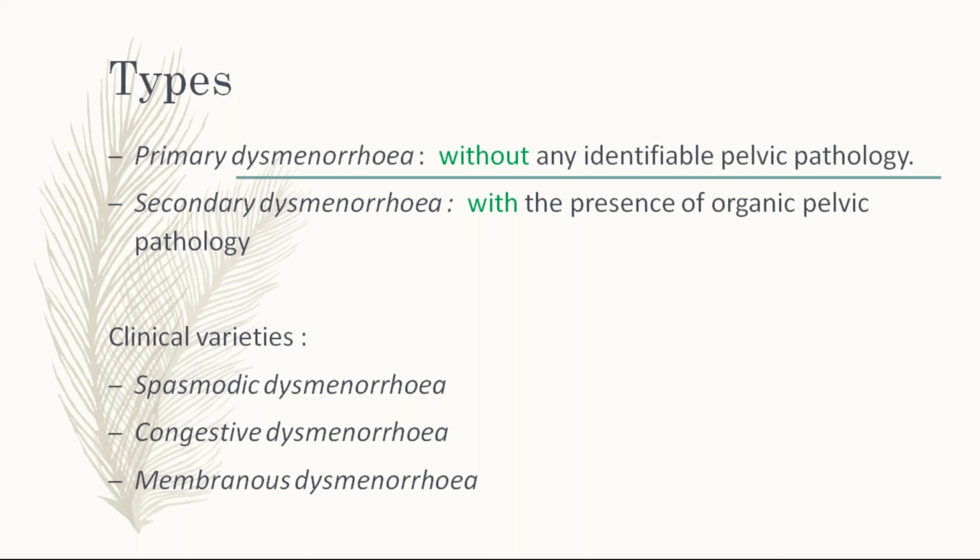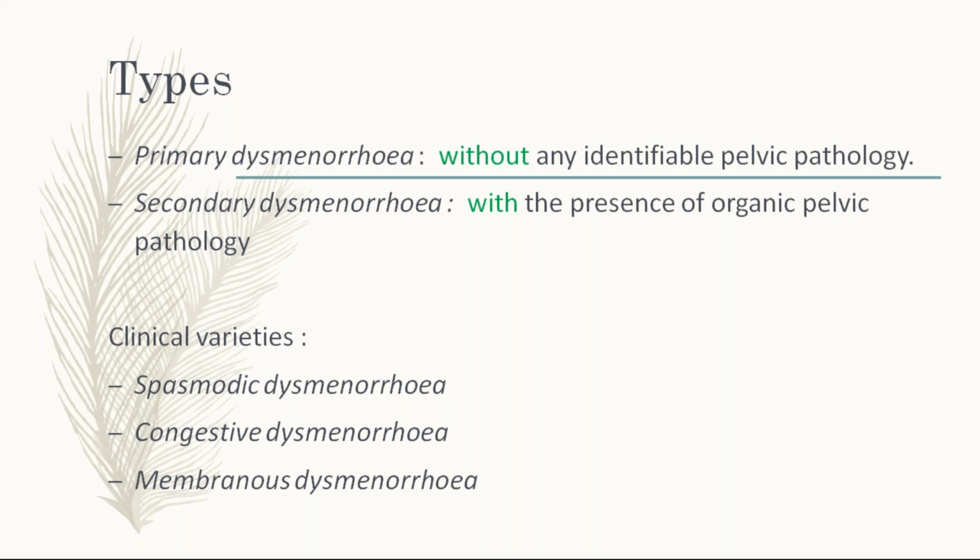There are two types of dysmenorrhea. First one is primary and second is secondary dysmenorrhea. Primary means without any identifiable pelvic pathology. In this dysmenorrhea, there is no identifiable pelvic pathology, whereas secondary dysmenorrhea is associated with the presence of organic pelvic pathology. So by treating this organic pelvic pathology, we can treat the secondary dysmenorrhea.